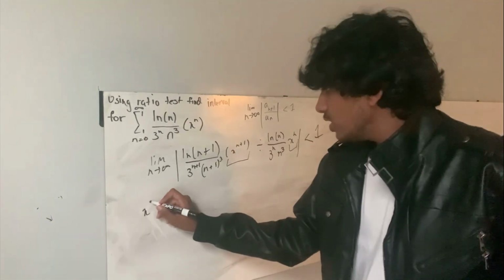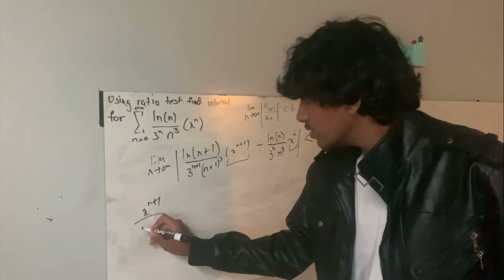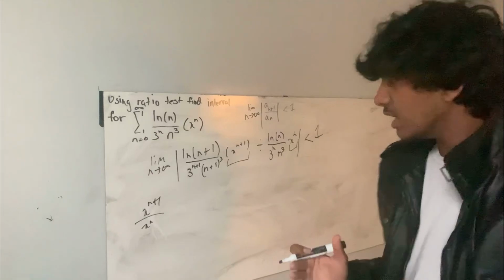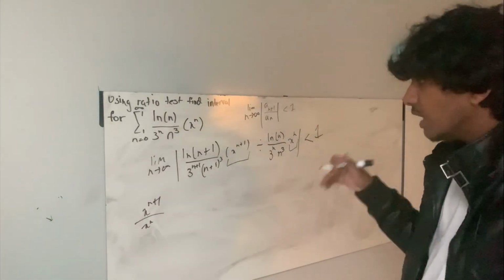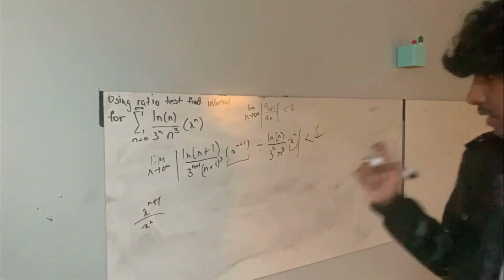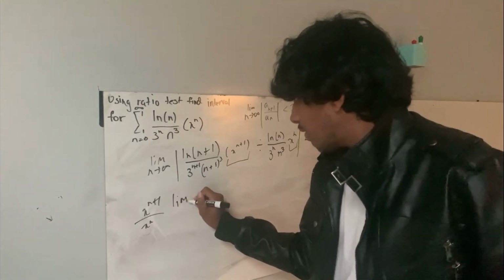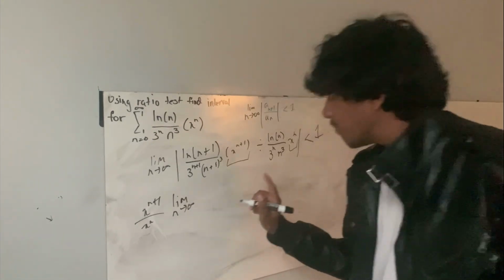Let's see. x to the n plus 1 over x to the n, because we're dividing this time, we're flipping everything. Everything on the top goes to the bottom. Everything on the bottom goes to the top. Times the limit as n approaches infinity.